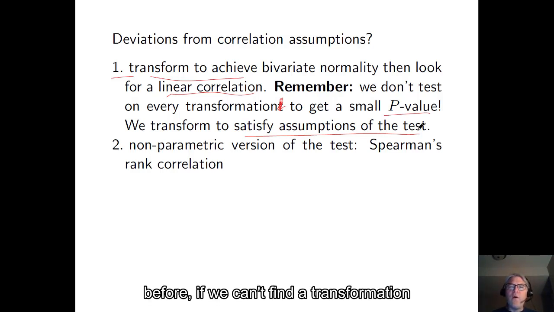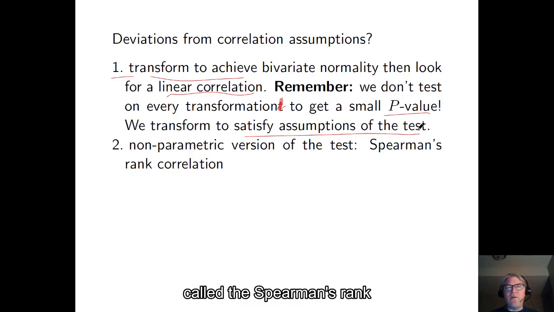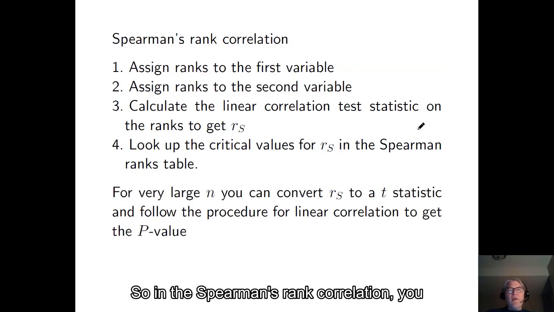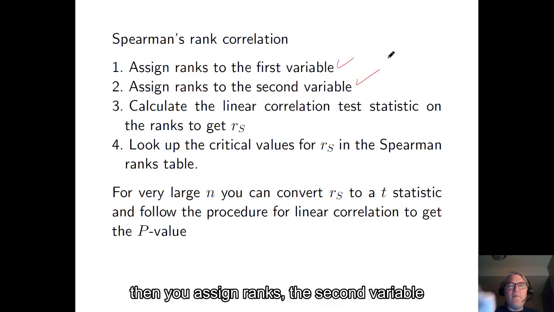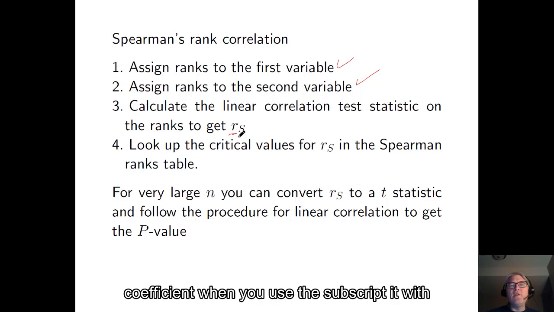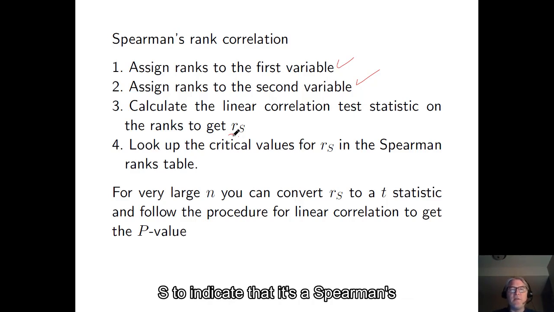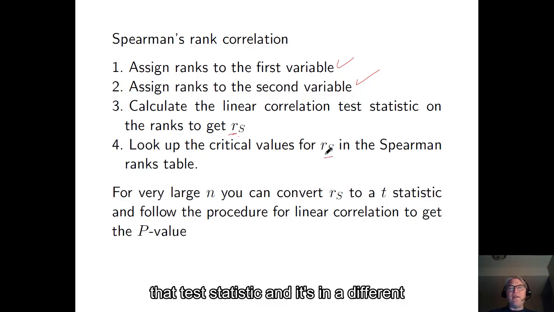Okay, and just as before, if we can't find a transformation that works, we had non-parametric approaches. There's a non-parametric approach for the correlation as well. It's called the Spearman's rank correlation. So in the Spearman's rank correlation, you assign ranks to the first variable, then you assign ranks to the second variable, and then you calculate the linear correlation test statistic. It's little r for the correlation coefficient, and we usually subscript it with S to indicate that it's a Spearman's correlation. And then we're going to look up that test statistic in a different table, a Spearman ranks table.